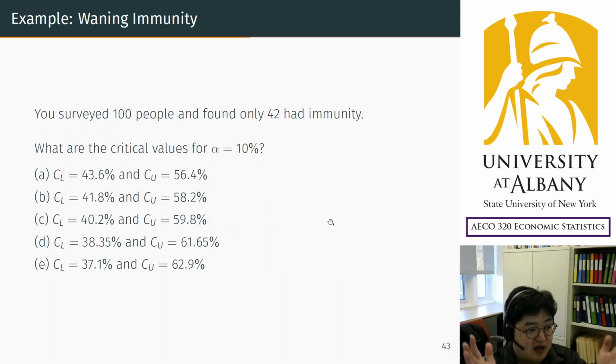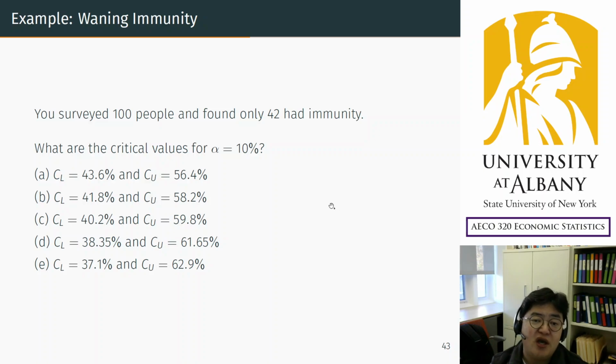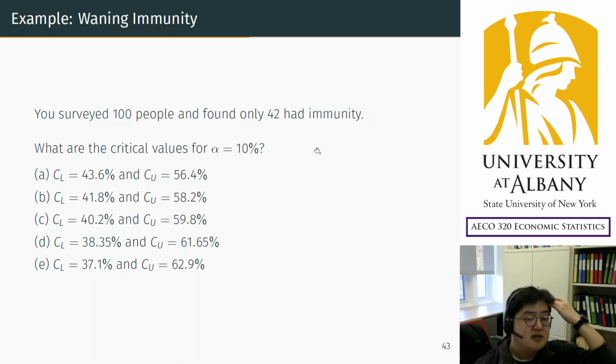So then, again, your exercise. We surveyed 100 people and found only 42 had immunity, right? Less than expected. And our significance level is 10%. First, let's find the critical values. Try this.